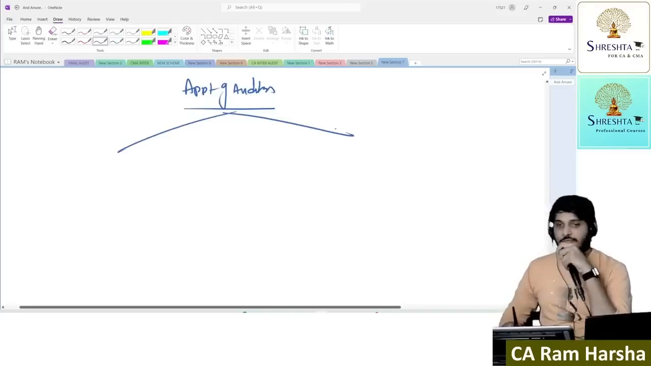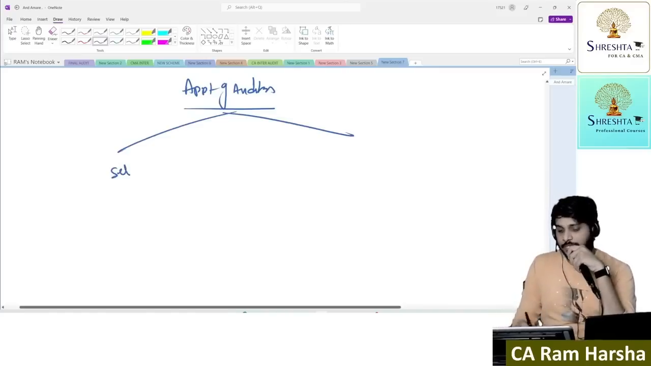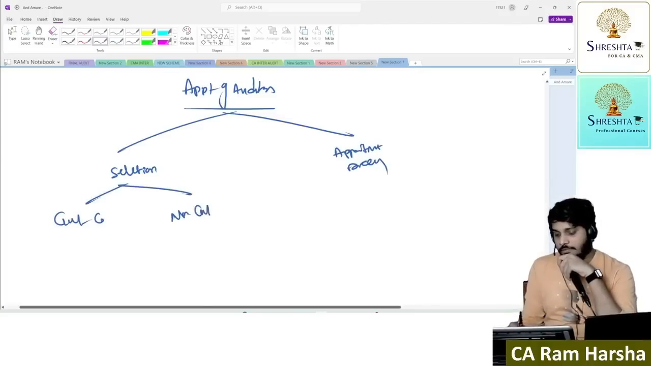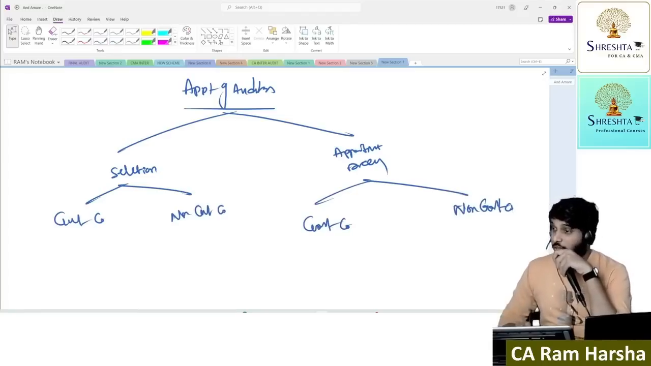See, the appointment of auditors process involves two things. One is selection of auditor, one is actual appointment process. Now again, selection of auditor is different for government company and different for non-government company. Appointment of auditor is also different for government company, and for non-government company the process is different.